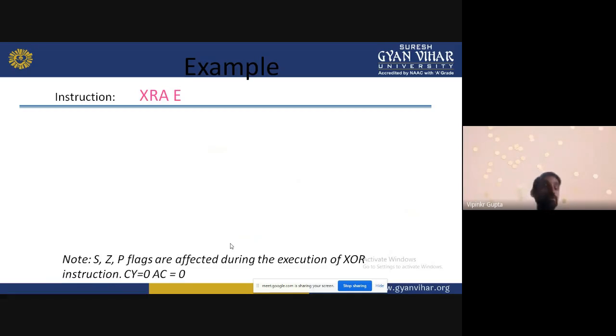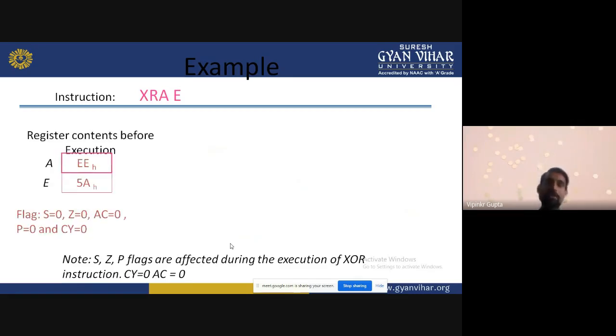XRA E. XRA means XOR E. First operand is the accumulator and second operand is the E register. So suppose that A register is having EE and E register is having 5AH. What is the truth table of the XOR gate?